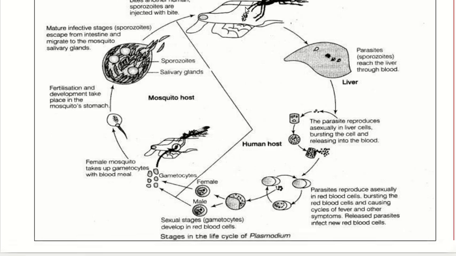So that completes our skill-based diagram-oriented questions that you can expect and you can draw. They can even give this life cycle of Plasmodium for 5 marks. You can write it in brief.